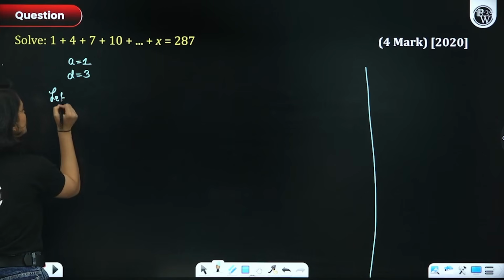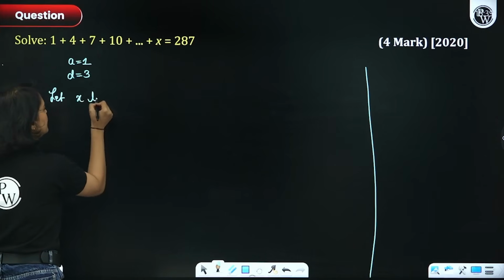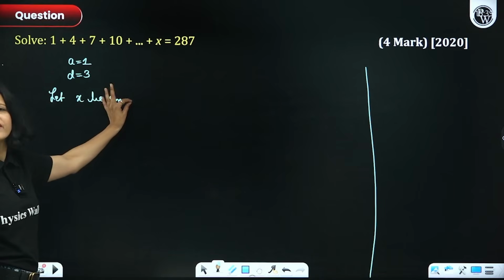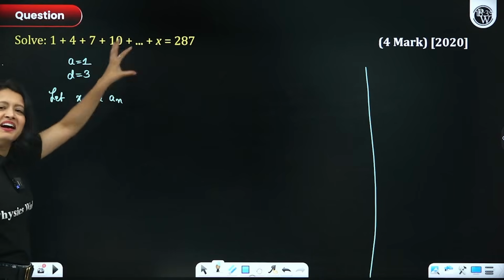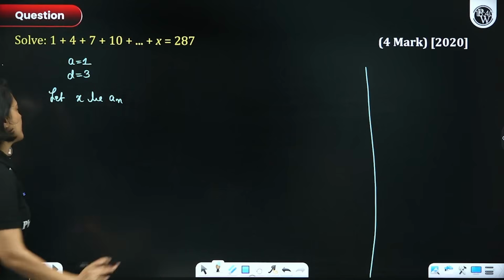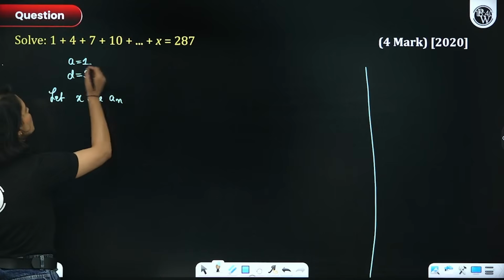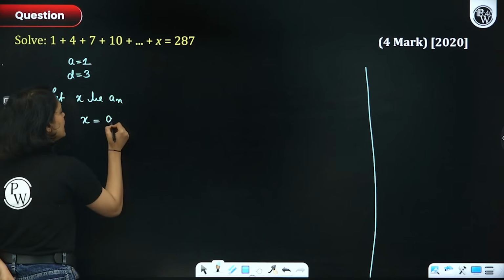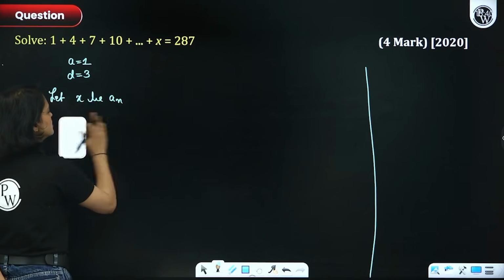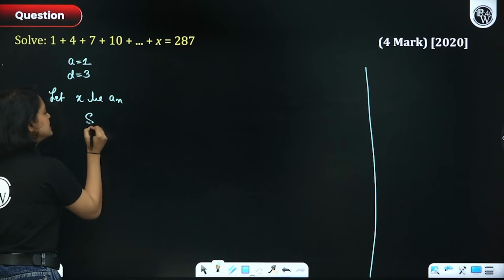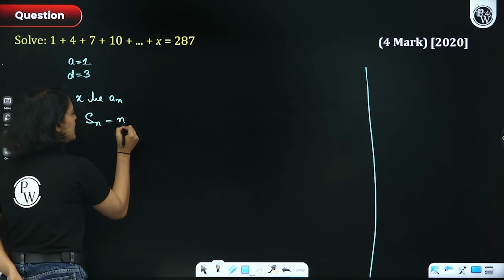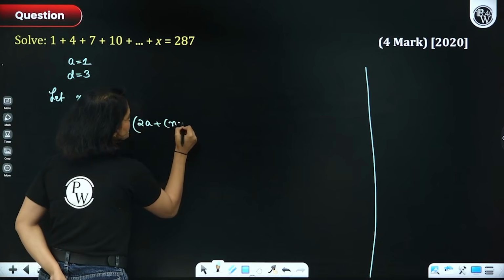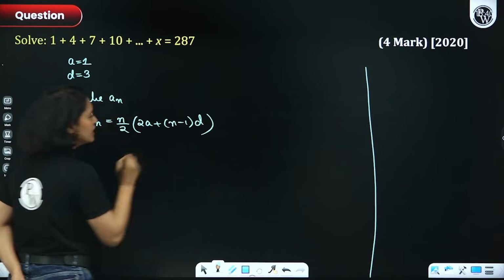Let x be the nth term. Okay, that tells us that the position of x is n. That means the total terms here are n. Now, I know that sum of n terms would be equal to n by 2 times (twice of a plus n minus 1 times d). Right, everyone? Okay.